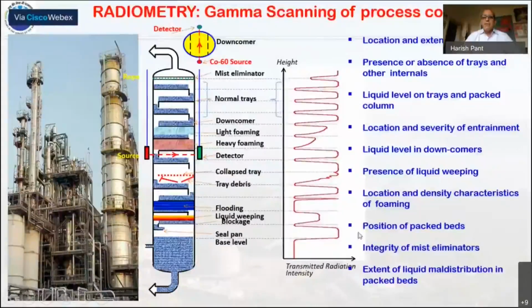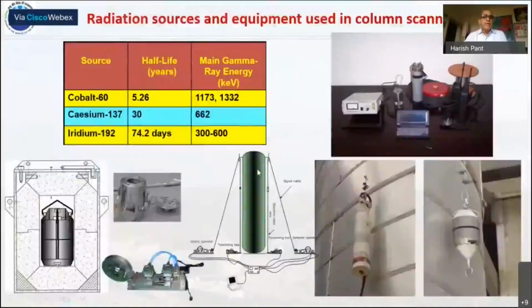There are many kinds of internals. So to check their integrity and position, one can use this gamma scanning. And almost every country of the world, even small countries like Sri Lanka, Bangladesh, they all have this kind of scanning arrangements with them. And this is a very popular technique in industry, and it is regularly carried out in industry.